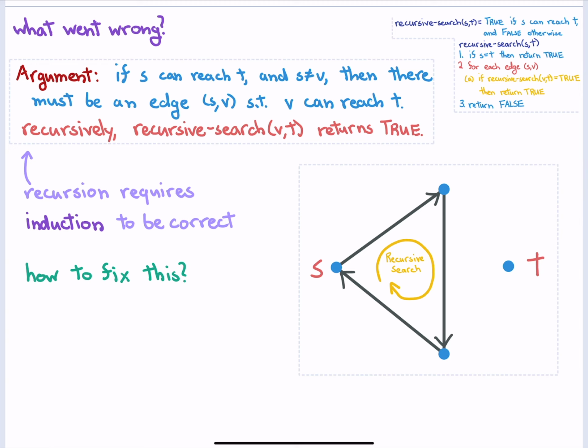Yeah, so for recursion to work, you actually need some induction to be correct. The inductive hypothesis is that there's something smaller that works, but here nothing is really getting smaller. The state hasn't changed. So you can't just always call recursion if you're not actually nibbling away at the problem in some constructive way. All right, so our next question then is, how do we fix this?